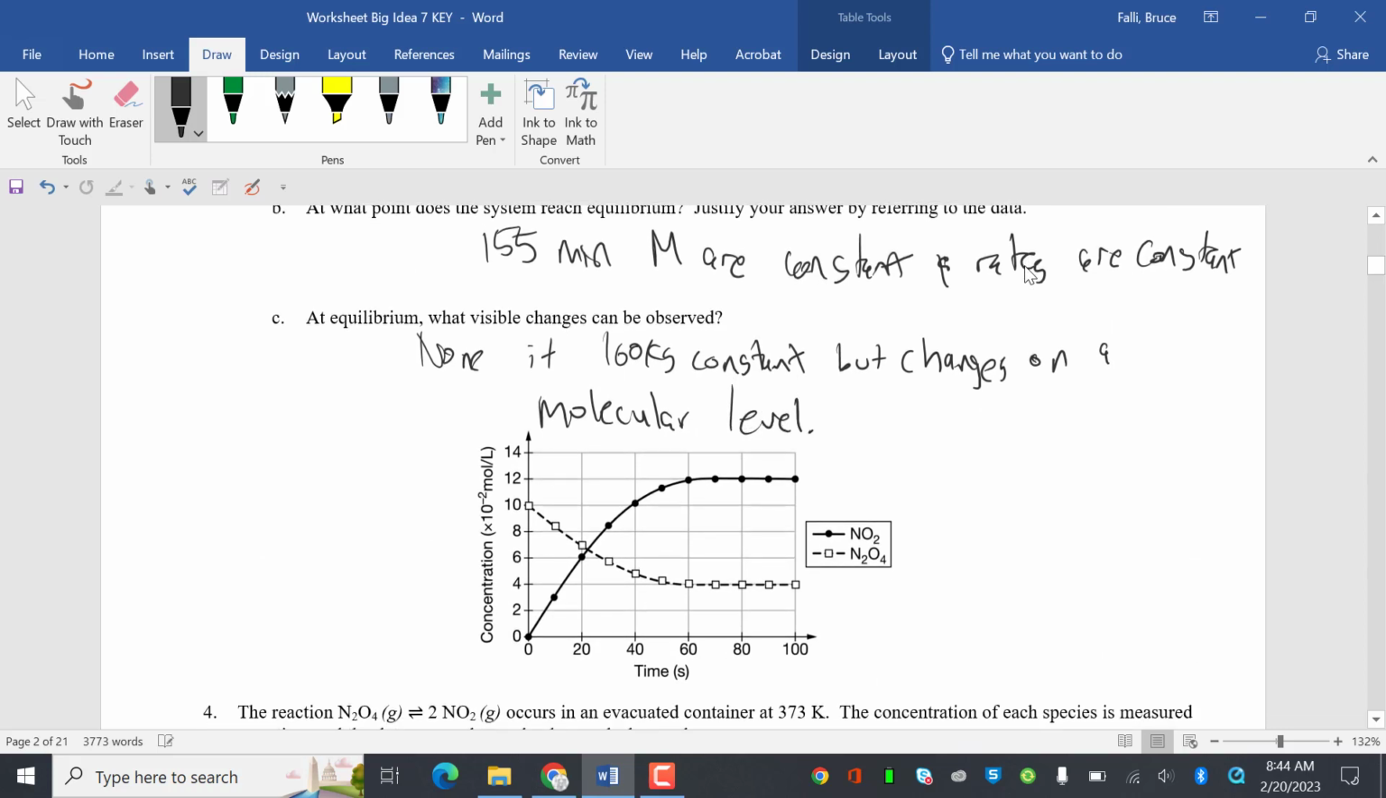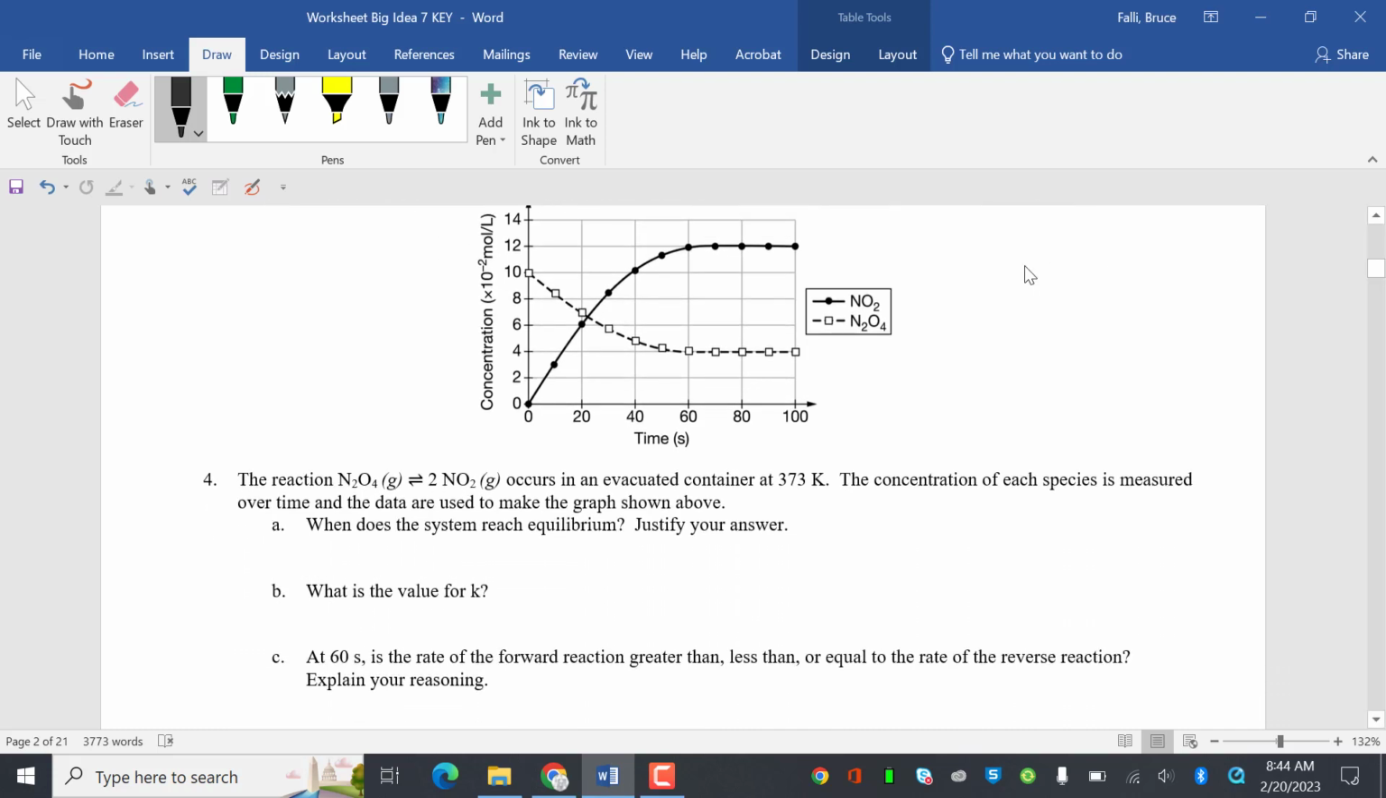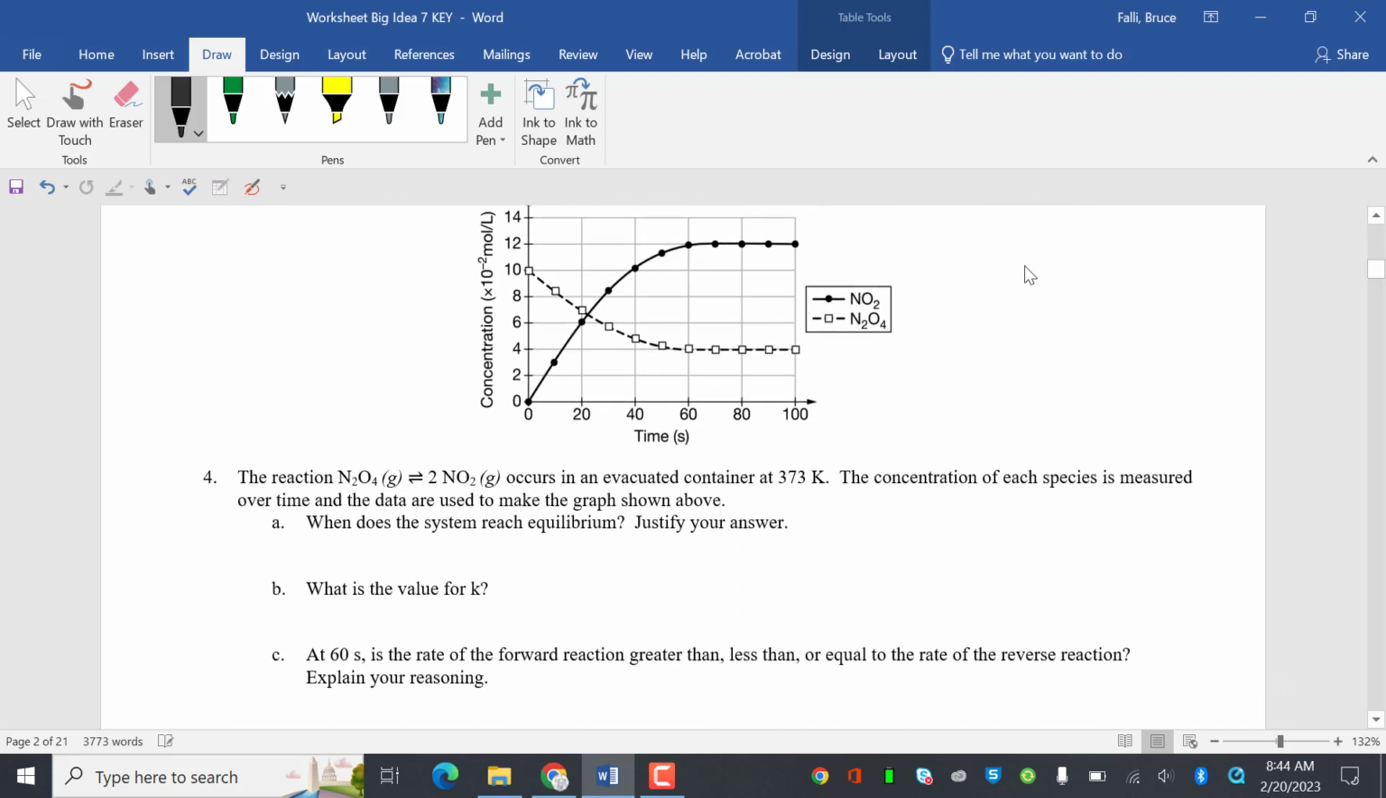The reaction above occurs in an evacuated 373-degree container. The concentration of each species is measured over time and used to make the graph shown above. When does the system reach equilibrium? It reaches equilibrium at 70 seconds because molarities are constant. I could also say the change in concentrations over time are equal. So change in molarity over t are equal.